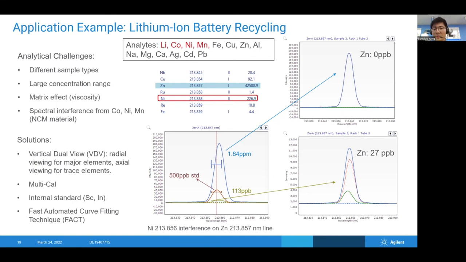So then we performed FACT modeling and found that in this sample, there is actually no zinc. All of this peak is from nickel. And in this one, we only have 27 ppb of zinc instead of the 113. The rest of it is contributed from nickel. This is really a powerful tool that we routinely use to solve for interferences.